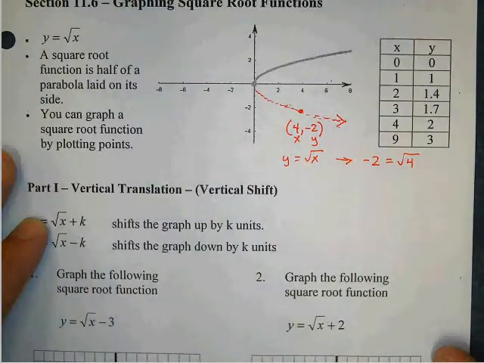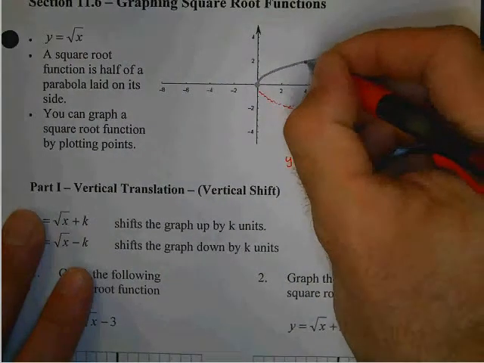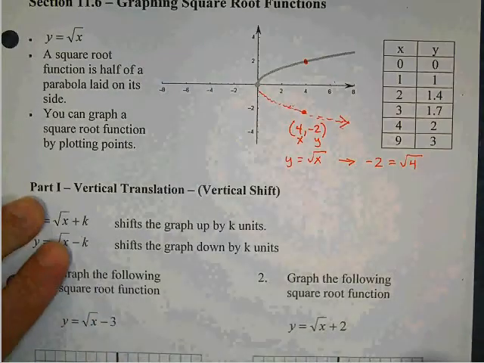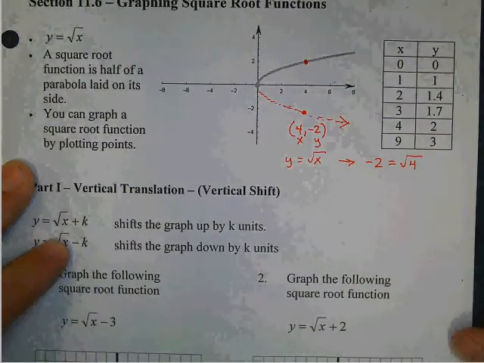What's the square root of 4? 2. What is it not? -2. So the only part of the parabola that you can have is the top part. We can have (4, 2), but you can't have (4, -2). Now let me teach you something about parabolas very simply.